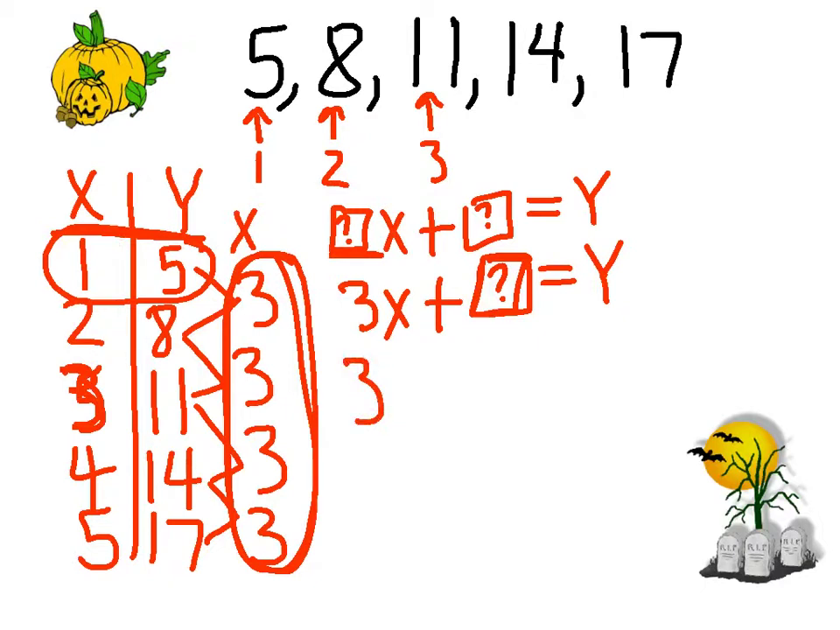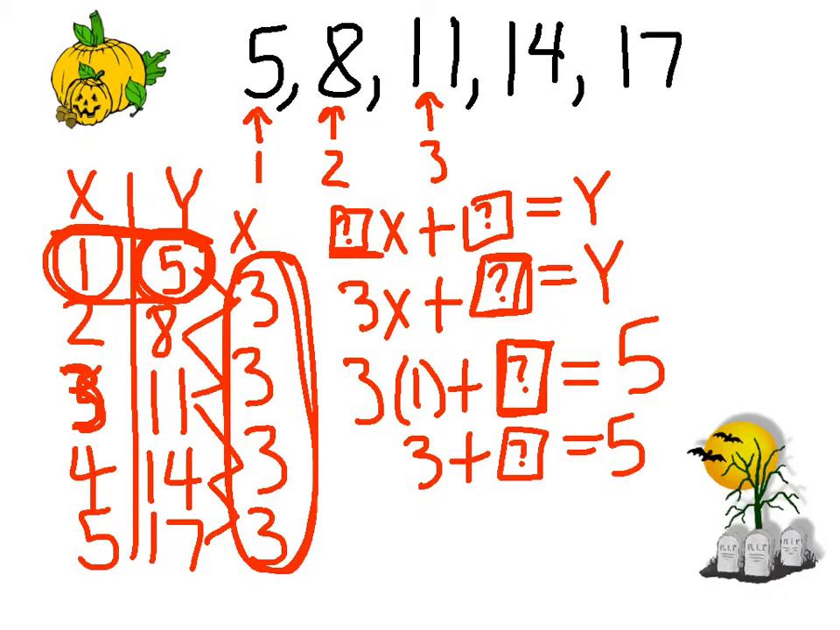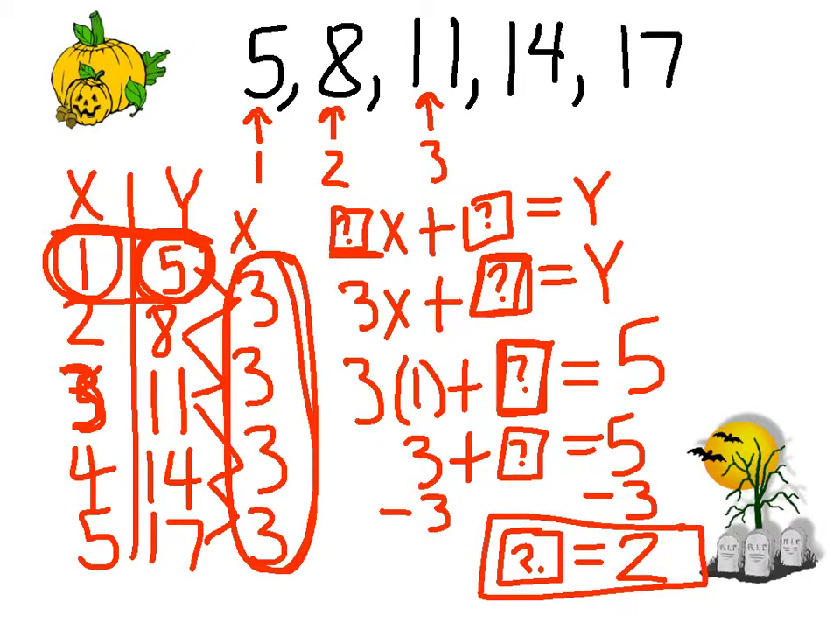So we plug in 1 for x. That's 3 times 1 plus our number is equal to y, and in this case our y is 5. Next, we just want to solve it to get this number right here. 3 times 1 is 3, so we have 3 plus our number is equal to 5. We subtract 3 from both sides to get our number by itself. So our number is going to be 5 minus 3, which is 2. So that is the last piece that we needed to find our function.